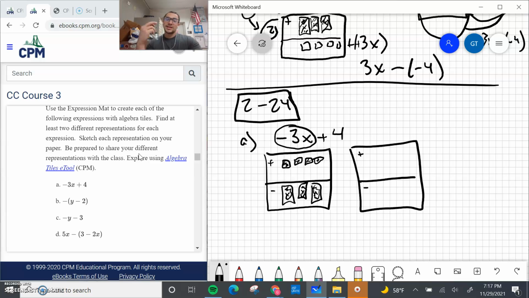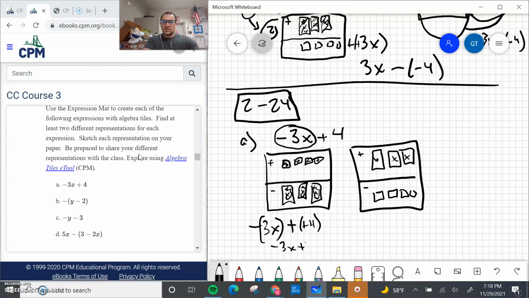Now another way I can do it is I can flip everything and unshade everything and do the opposite. So instead of having positive x's in the negative region, I can just have negative x's in the positive region. And then I can have these negative unit tiles in the negative region. Because what happens here is this is a negative 3x, and that's plus 4, which is positive 4, which gives us negative 3x plus 4.